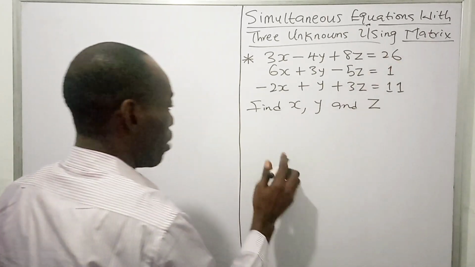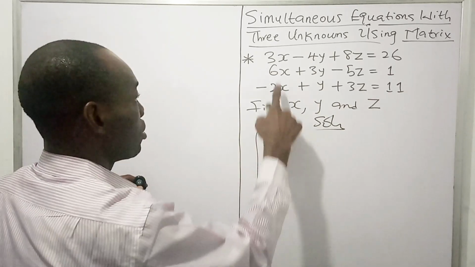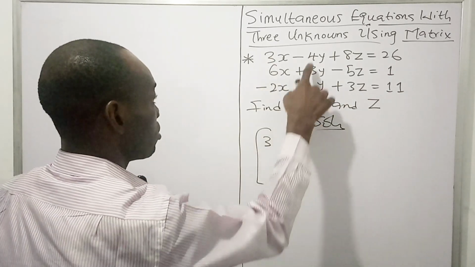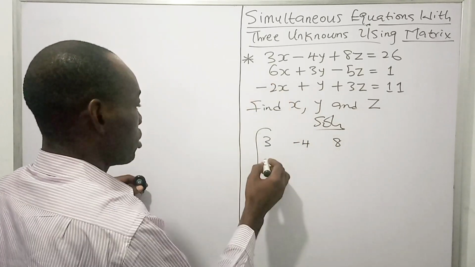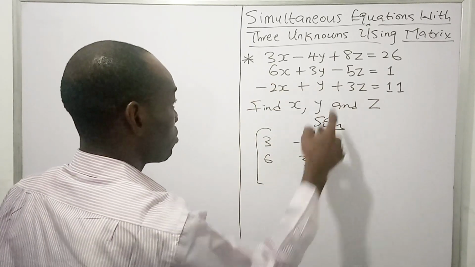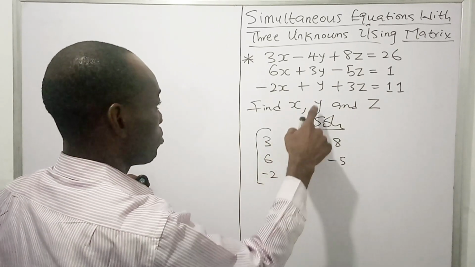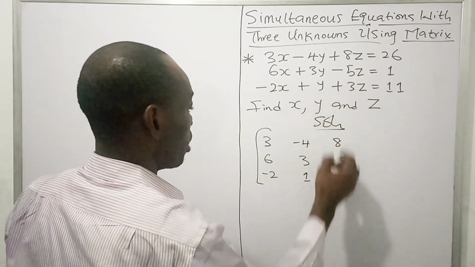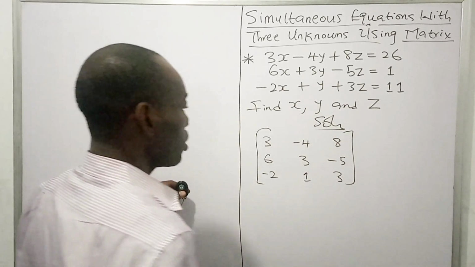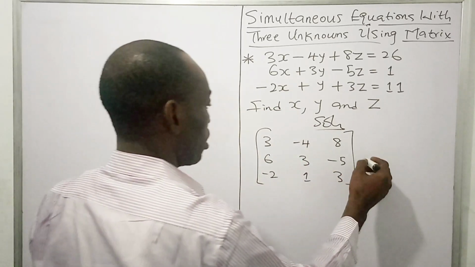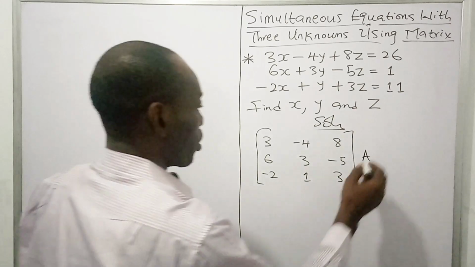We're going to have the coefficients there: 3, minus 4, 8, 6, 3, minus 5, minus 2, 1, and 3. Okay. Now, let's call this matrix A.